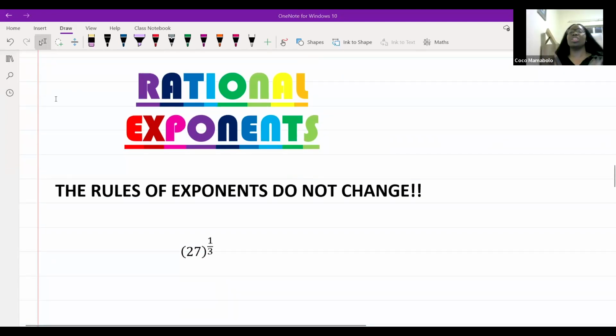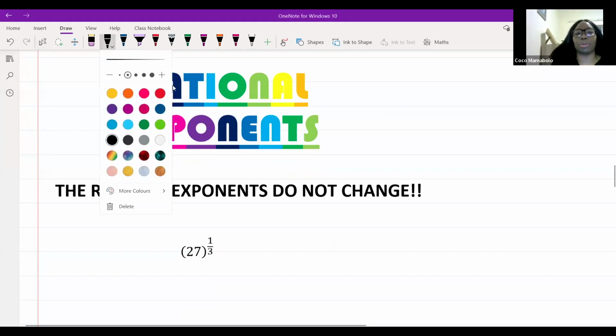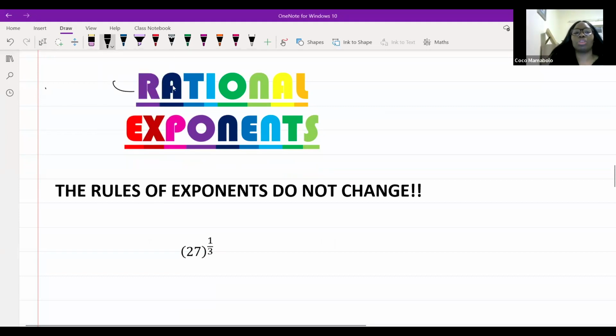So rational exponents, or the idea of rational exponents, actually stems from rational numbers, right? We know from learning about our number line that rational numbers are all numbers that we can pretty much write as a fraction. Anything that's written as a fraction. Now, rational exponents just means that our exponent is a fraction. But the rules of exponents don't change when we deal with rational exponents. Not at all. We're going to do the exact same thing that we've been doing with all the other calculations.